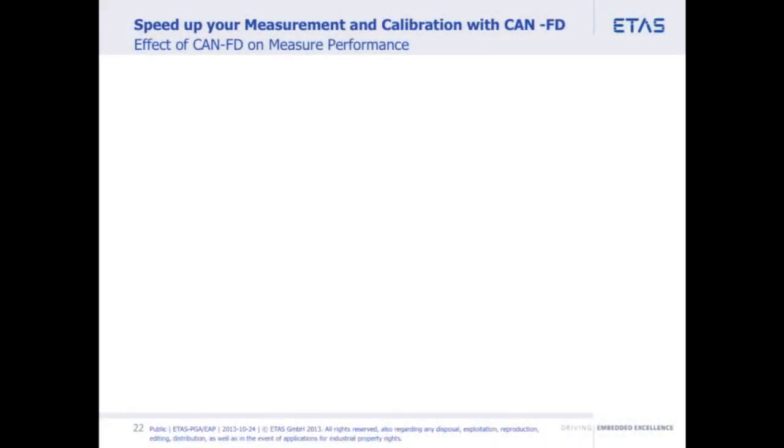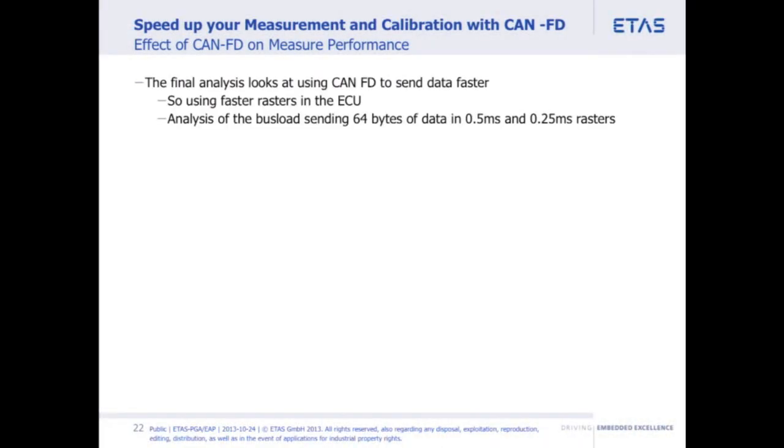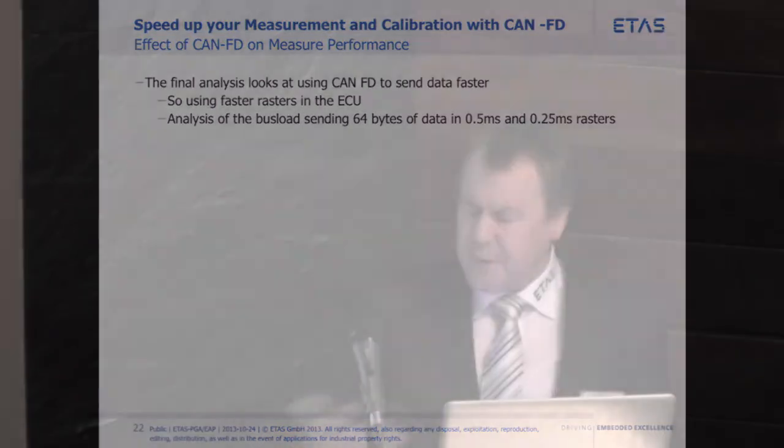The third analysis I did is to say, okay, let's say I have a limitation at the moment in how fast I can actually send data out. Could I use CAN FD to actually measure faster out of the ECU? And measuring faster out of the ECU, maybe I can look at some more use cases.